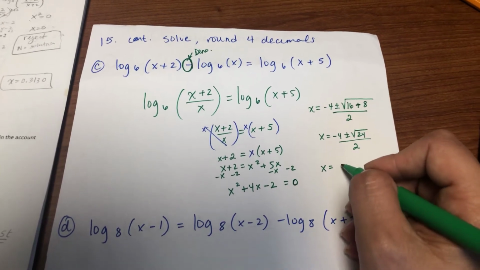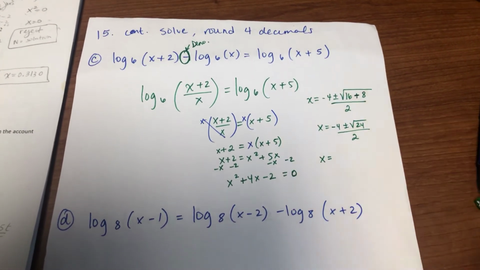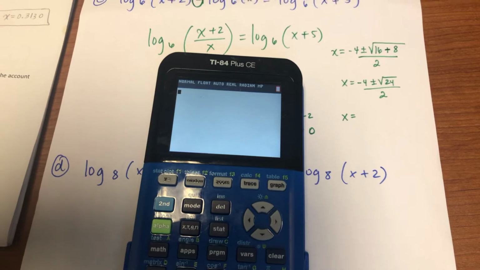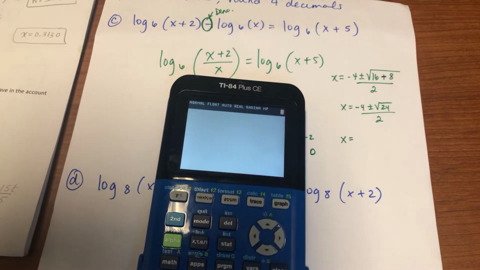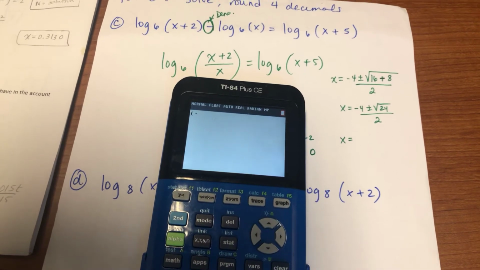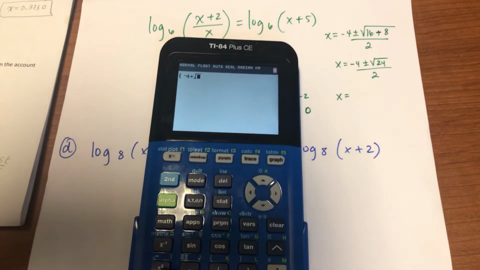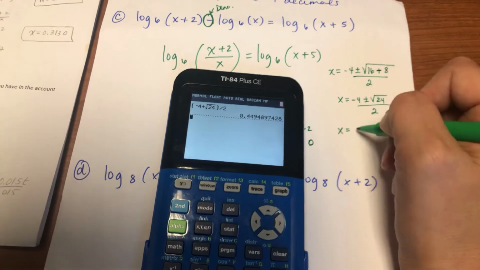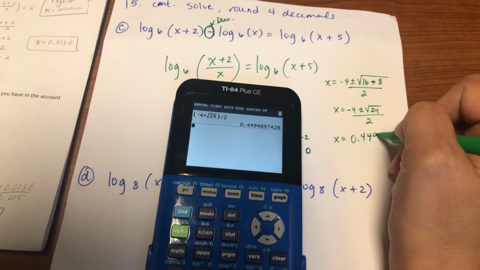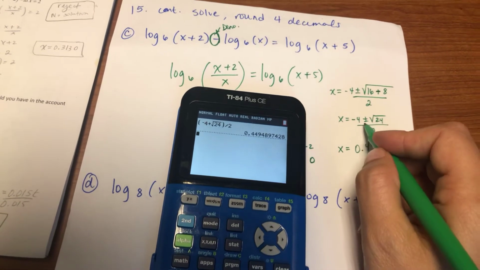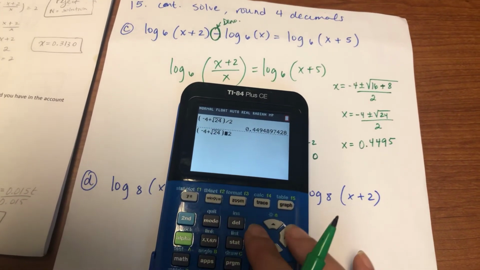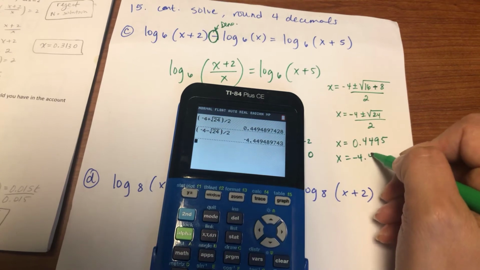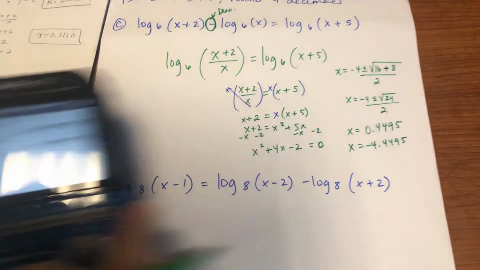I can go ahead and show you both just so you can see. Oh, my battery's low. So here we're just going to put this in our calculator. I'm going to put parenthesis, negative 4 plus second square root of 24, close the parenthesis, divided by a positive 2, and I get x equals 0.4495. But suppose I wanted to get the other one, the negative, that would be second, enter, bring it back up, change that to a minus 24, and you get x equals negative 4.4495.